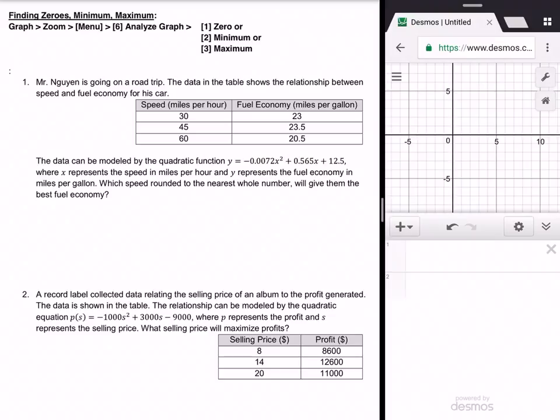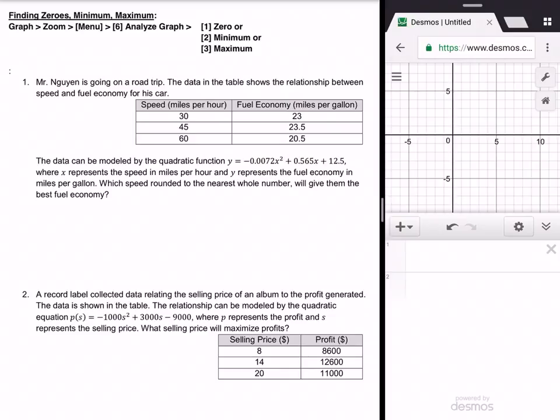It says Mr. Win, like number 1, is going on a road trip, and the data in the table shows the relationship between speed and fuel economy for his car. And then it gives you a table. Now that table is nice, but it doesn't give you all the values, so you really don't know what's the best fuel economy. Okay, because if I read the equation, it's going to ask us.